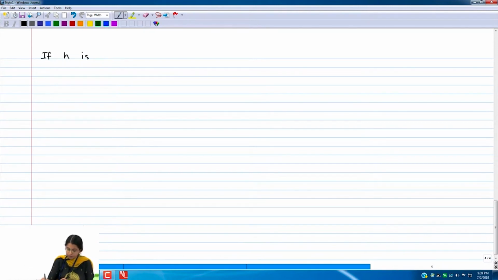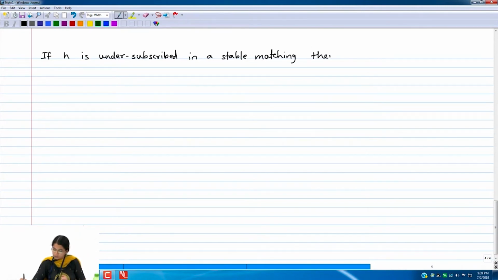If H is undersubscribed in a stable matching, so this is the same statement that we saw earlier, then H gets, now I want to say that not only does H get the same number of residents, which we also deduced from the one-to-one case, but in fact H gets the same set of residents.